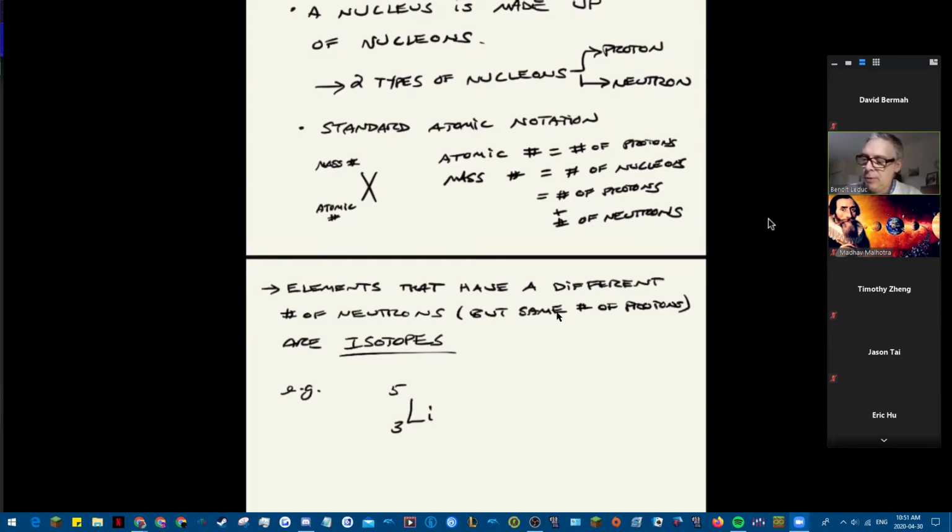When we refer to this here, this is the nucleus itself. So this one here is called lithium-5. We put the name of the element, a dash, then the mass number. Now, of course, you remember the number of neutrons.